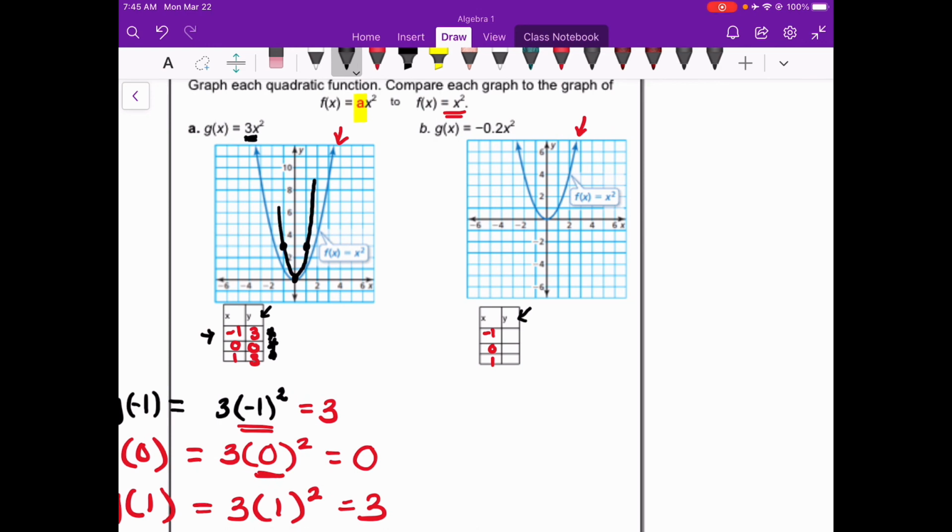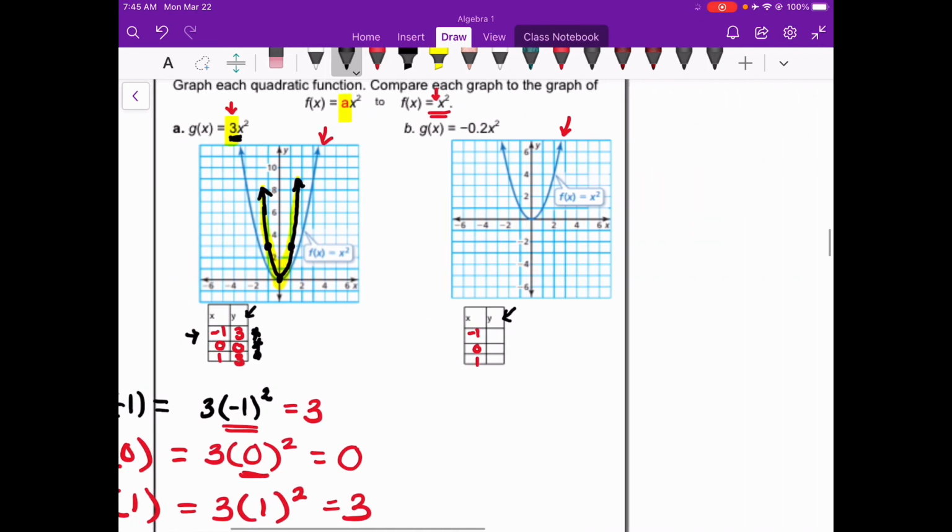Now, what happened to the graph? Did it get wider or more narrow? We'll have fancier words for this, but for now we're going to say it's more narrow. And make a noticing that a value is 3. From the parent graph, the a value is 1. Keep that in mind. Let's do the next one.